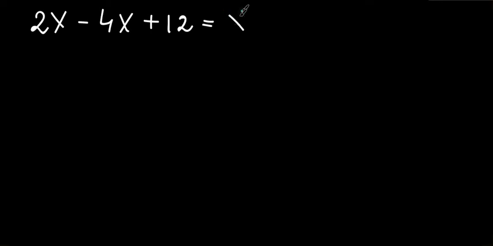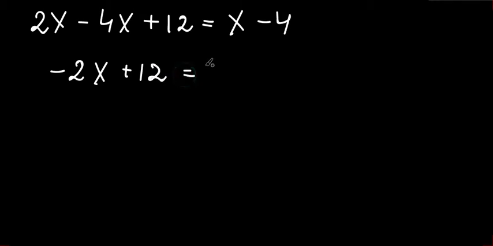Let's say we have 2x minus 4x plus 12, and it is equal to x minus 4. So the first thing we need to do is to group our variables, okay? So 2x minus 4x will give us minus 2x, right? Then I'll just rewrite it. Plus 12 is equal to x minus 4.